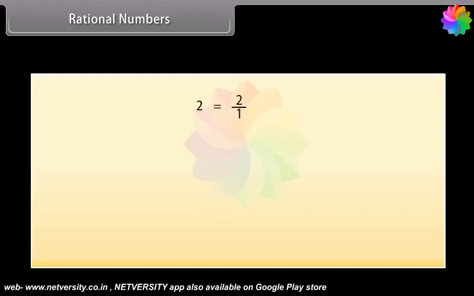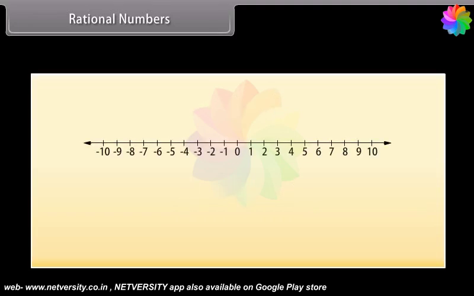Yes, 2 is a rational number because it can be written in the form p by q, and here q is 1, which is not equal to 0. In the same way, 10, minus 25, etc. are also rational numbers. Therefore, we can say that the rational numbers include natural numbers, whole numbers, and integers.